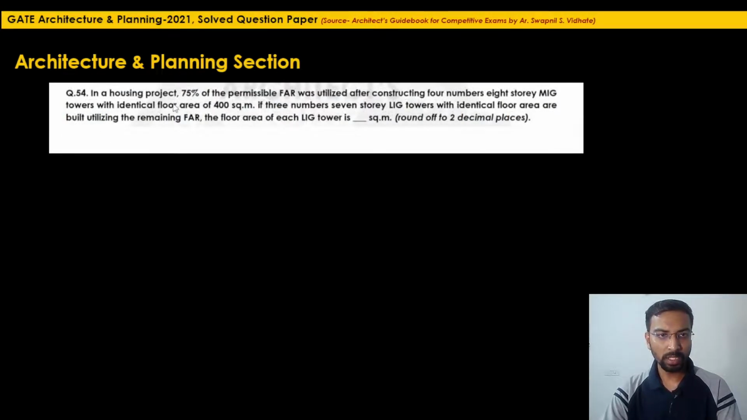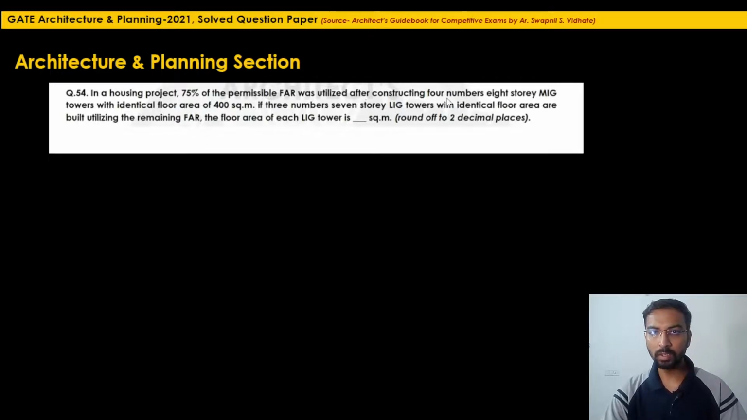In a housing project, 75% of the permissible FAR was utilized. Just understand that they have used only 75%. That means there is some 25% balance FAR available. By simply reading, we have analyzed the meaning of this sentence.